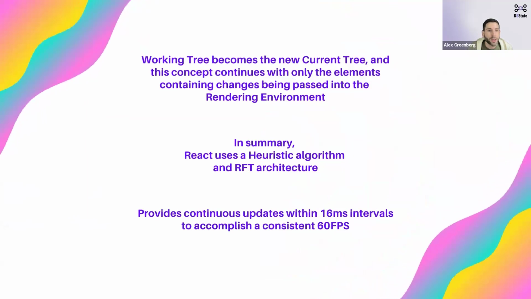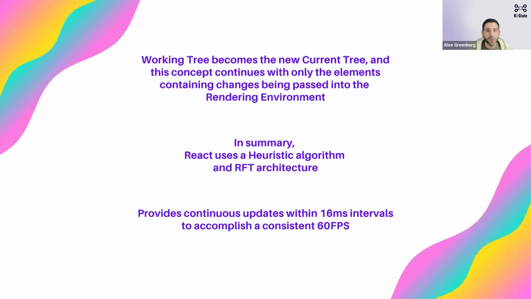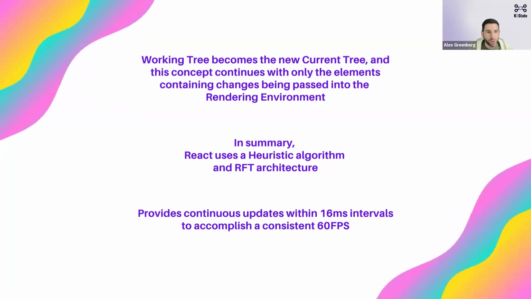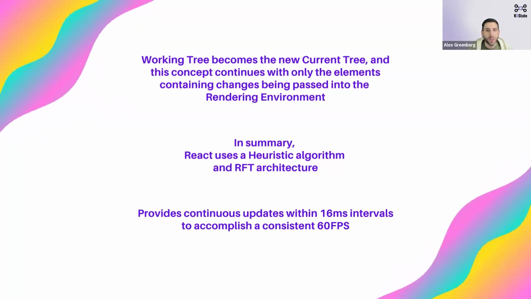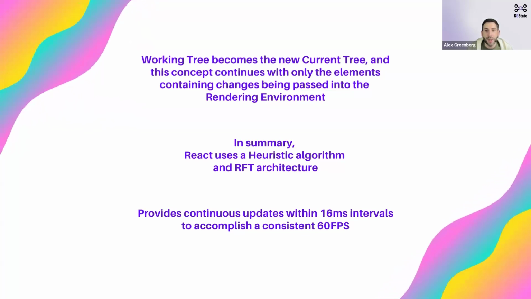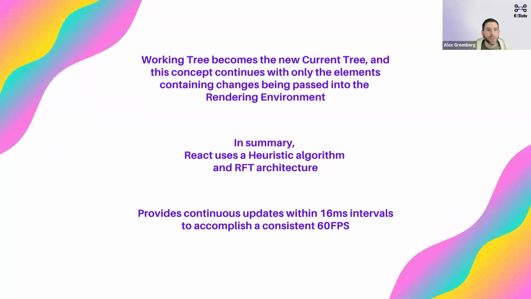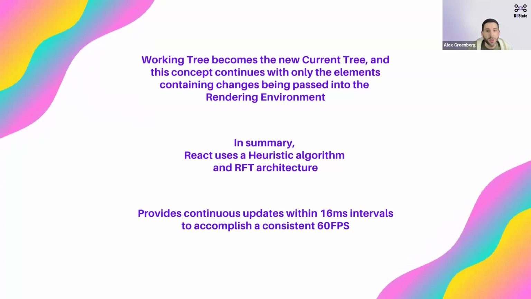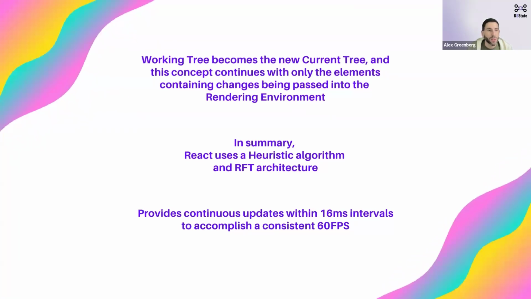In summary, by using a heuristic algorithm and fiber tree architecture, React is able to discern stable elements through unique key identifiers and comparing changes between the current and working trees. And this focus on specific changes while preserving stable elements and prioritizing these changes ensures efficient rendering by reducing DOM operations to smaller chunks, which in turn allows for a continuous update within 16 millisecond intervals, the necessary time frame to provide a smooth 60 FPS user experience regardless of the number of elements and operations.